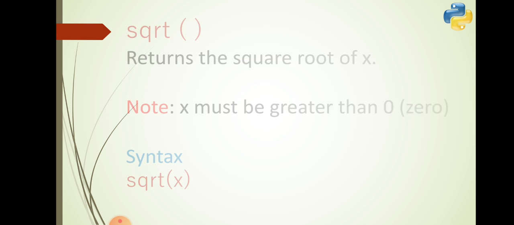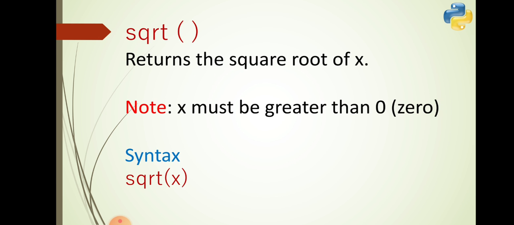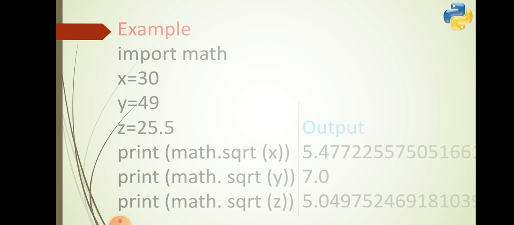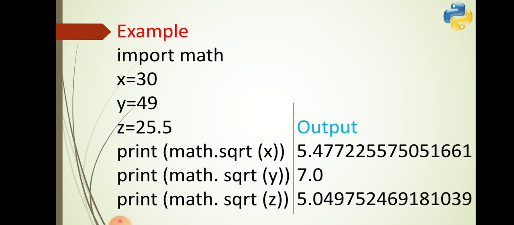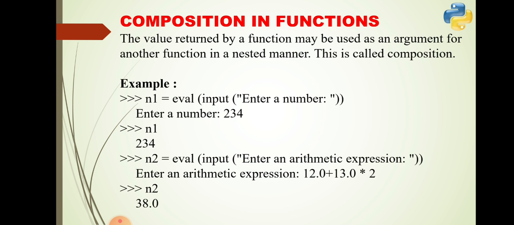The final mathematical function is square root. It returns the square root of x. x must be greater than 0. Okay, so 30, 49, 25.5. What will happen? For 30, 5.4777 something will appear as the result. 49 is 7.0. For 25.5, what comes? 5.04972. Like that, the square root function gives us the result.